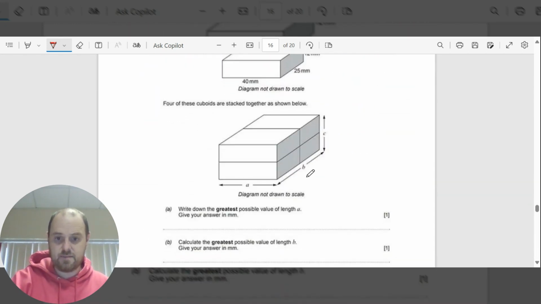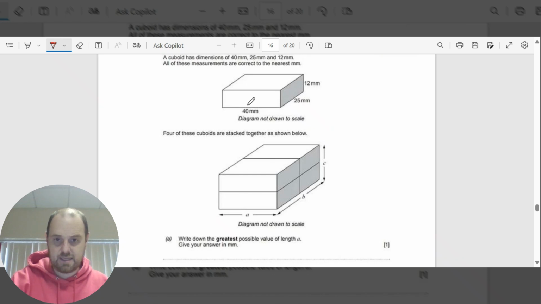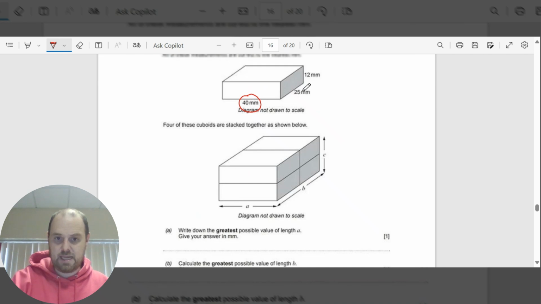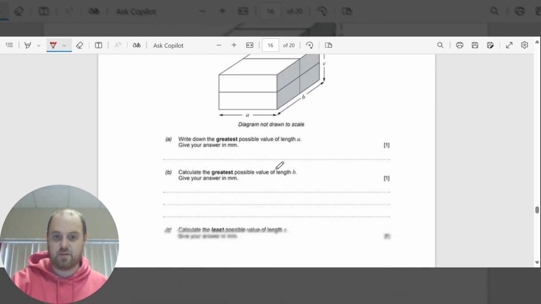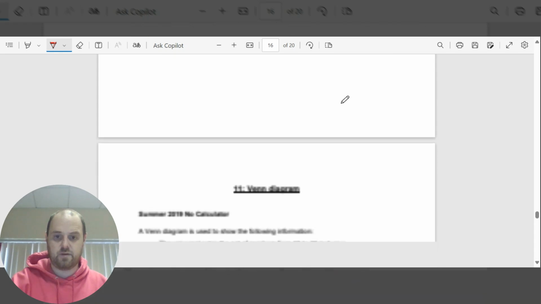Here, ladies and gents, find the greatest possible length of A. Give your answer in millimeters. So A is that. So in other words, what's the upper bound of that? All to the nearest millimeter. So 40.5. Give the greatest possible value of B. B is 2 of those, but both at their upper bound as well. So you're not using 25 at 25. You're doing 25.5 plus 25.5 and so on. And you can have a look through those.